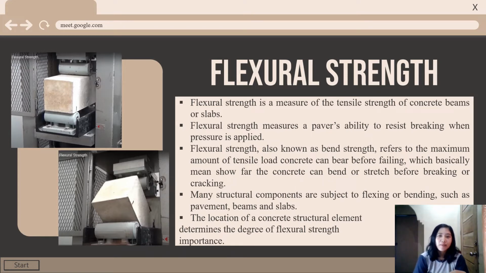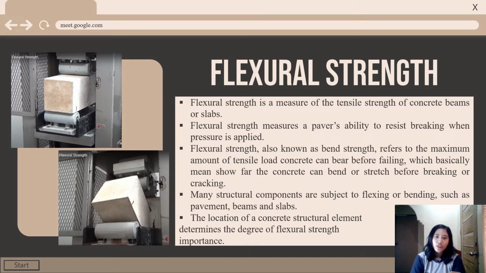Flexural strength is the ability of composites or materials to resist bending deflections when energy is applied to the structure. Flexural strength measures the fiber's ability to resist breaking when pressure is applied. The result helps to ascertain the product's application suitability and longevity as well as the end user safety.